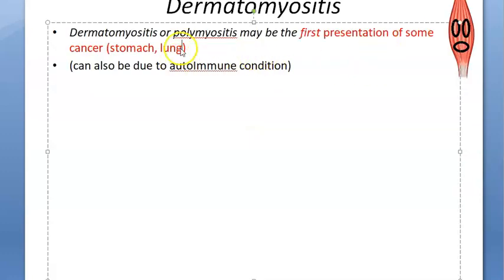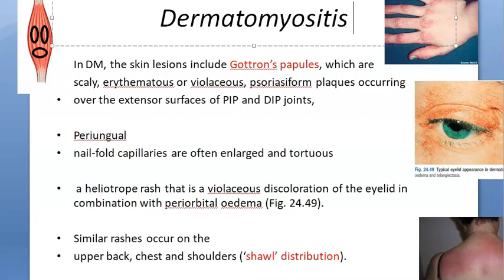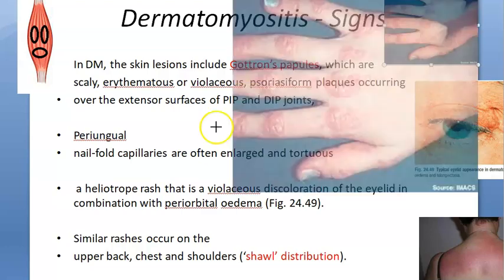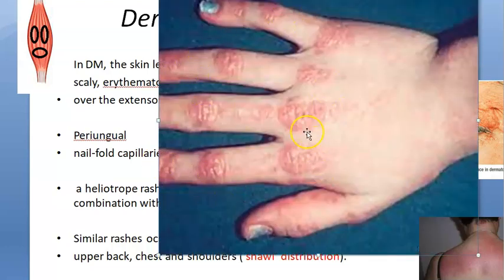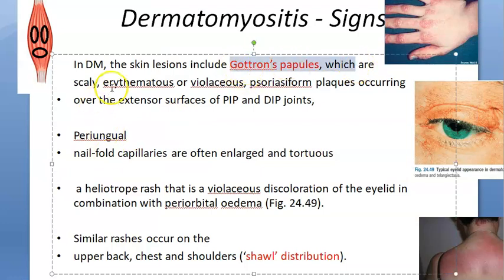Guys, let's go back here and add the other disease. Breast cancer also can be a cause, okay? So now we have finished what? We have looked at the clinical features, isn't it? Basically, we looked at the symptoms that they come with. Now we will look at the signs. Okay, signs. As a doctor, what will you see? You will see that on the joints they have some papules. These are called Gottron papules, okay? So they are scaly, erythematous or violaceous, red or violet colored, psoriasiform plaques.